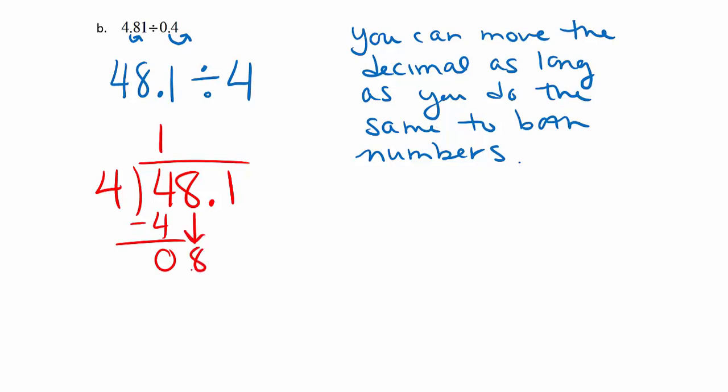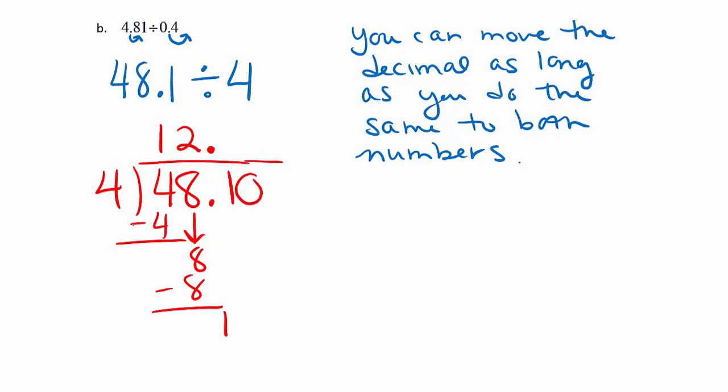4 goes into 8 two times. Another remainder of 0. So I bring down the 1. And the decimal's not going to move. The decimal's going to stay where it is. Now, 4 doesn't go into 1. 1 is too small. And so what you can do when you're dividing with decimals is you can always add zeros at the end of your decimals, after the decimal. So I'm just going to add a 0.